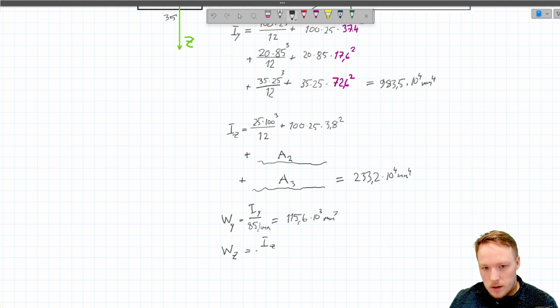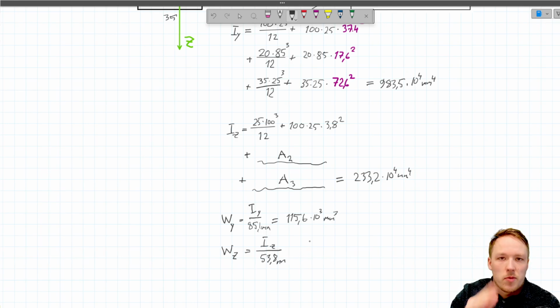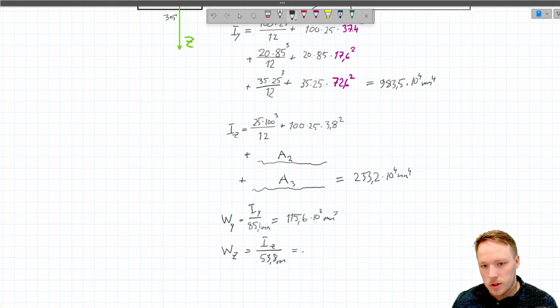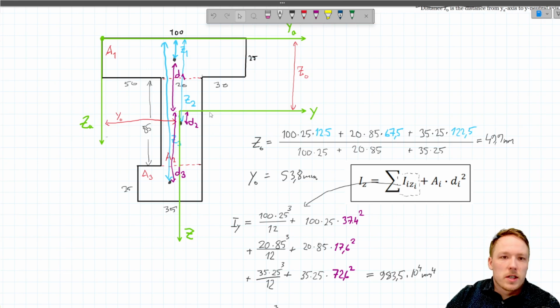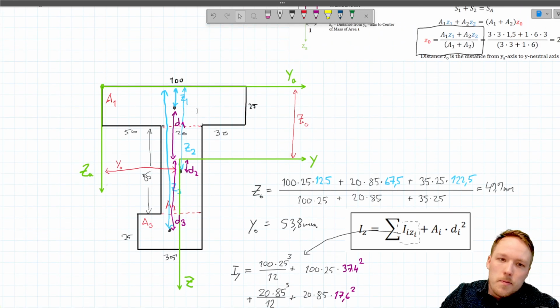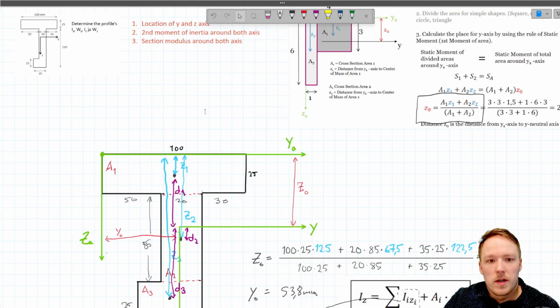and the W around Z is Iz divided by 53.8, which is the maximum distance to the edge of the profile in horizontal direction, and this one equals 43.3 times 10 to power 3 millimeters power to 3. So here we have an example of how we can calculate the section modulus and second moment of inertia for profiles that can be divided into these basic shapes.